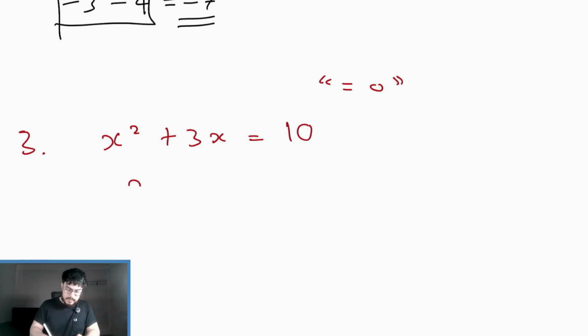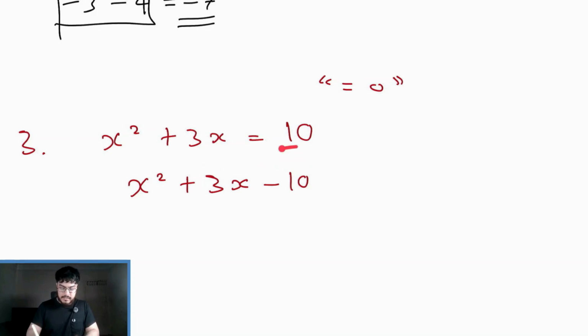And so I'm going to say x squared plus 3x minus 10, because I subtracted 10 from both sides. And then on the right hand side, 10 minus 10 is equal to 0. And so we have our equals 0. That's exactly what I mean when I say we must make it equal to 0.